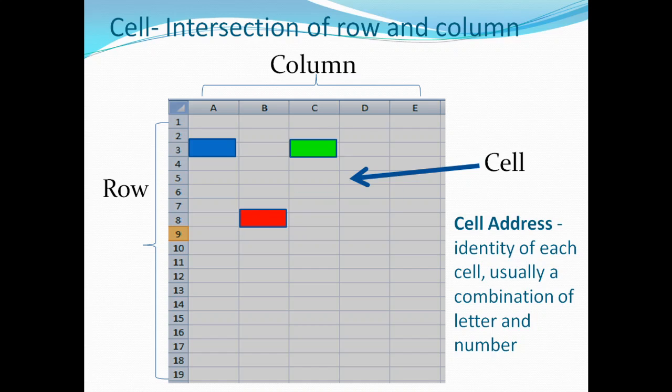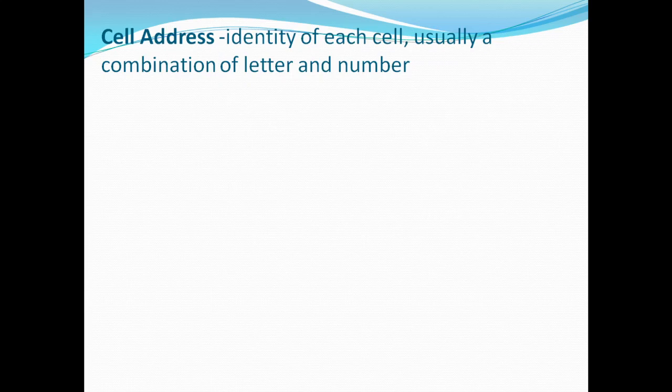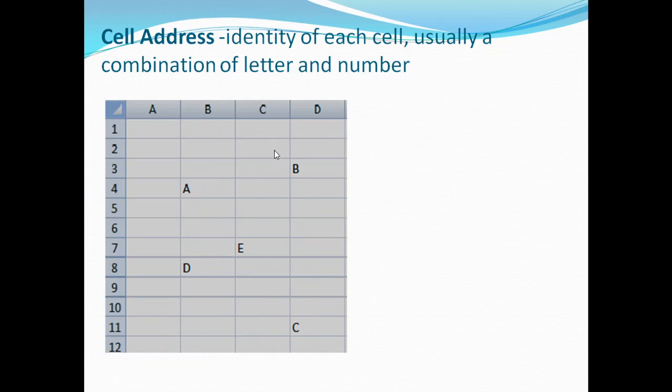Now next is green. So it is C3. Next yellow, D12. Then pink, E1. So these are the cell addresses, and I hope you understand. And again, a cell address is the identity of each cell, usually a combination of a letter and a number, as you've seen. So now let's do it together.